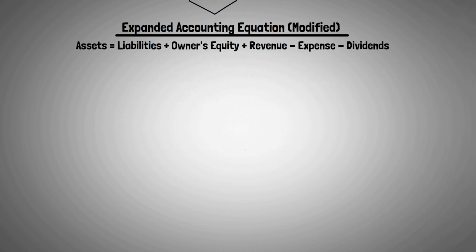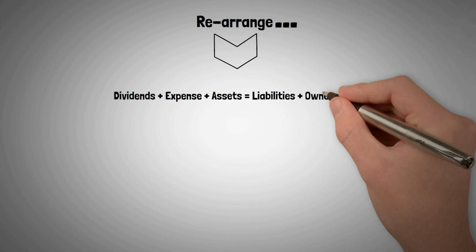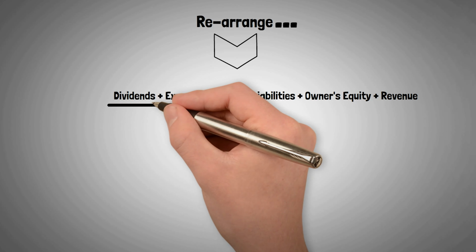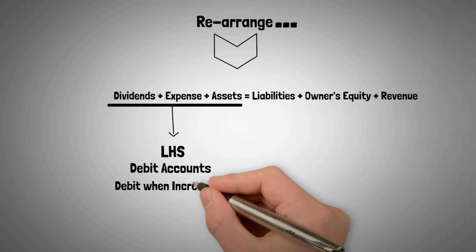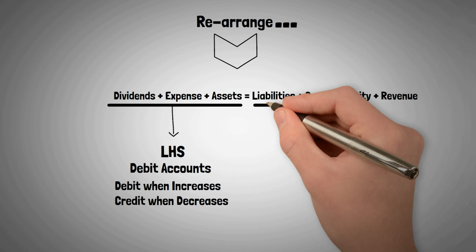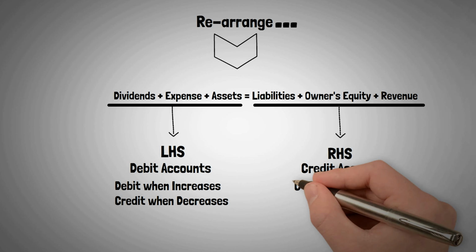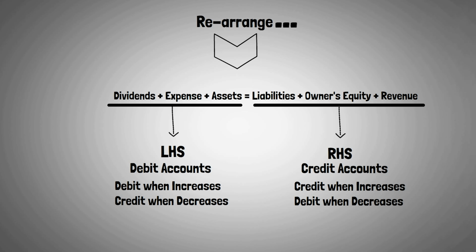Now, if we rearrange this equation, we are going to get dividends plus expense plus assets is equal to liabilities plus owner's equity plus revenue. The accounts on the left hand side are debits. We debit these accounts when they increase and credit when they decrease. The accounts on the right hand side are credits. We credit these accounts when they increase and debit when they decrease. We refer to this rule as the debit credit rule.